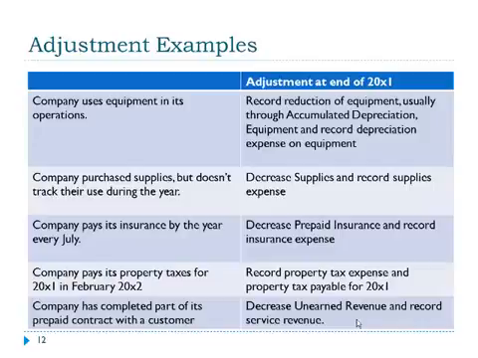Here are some specific kinds of instances. If a company uses equipment in its operations, there'll normally be an adjustment because of depreciation. Many companies don't track supplies on a day-by-day basis. Instead, they count the supplies at the end of the year and record supplies expense at that time. Thus, supplies becomes an adjusting journal entry. We could have a company that pays its insurance by the year, sometime in the middle of the year, rather than paying on a month-by-month basis. In that case, we often need to decrease the prepaid in order to show how much of it's been used.